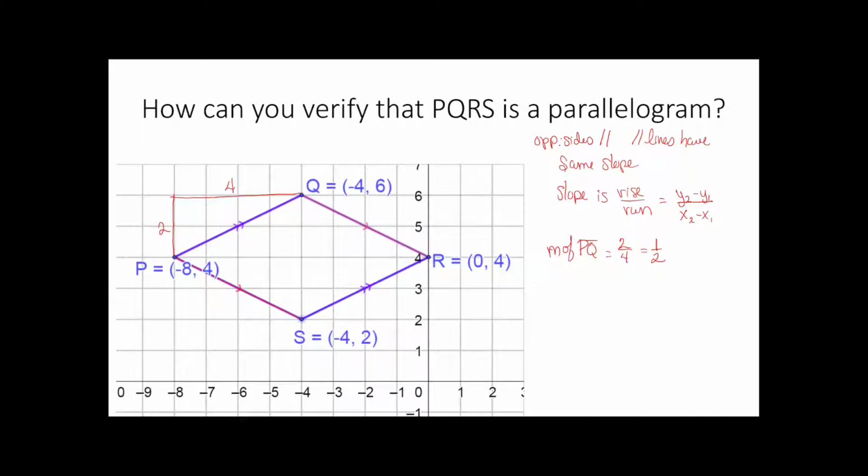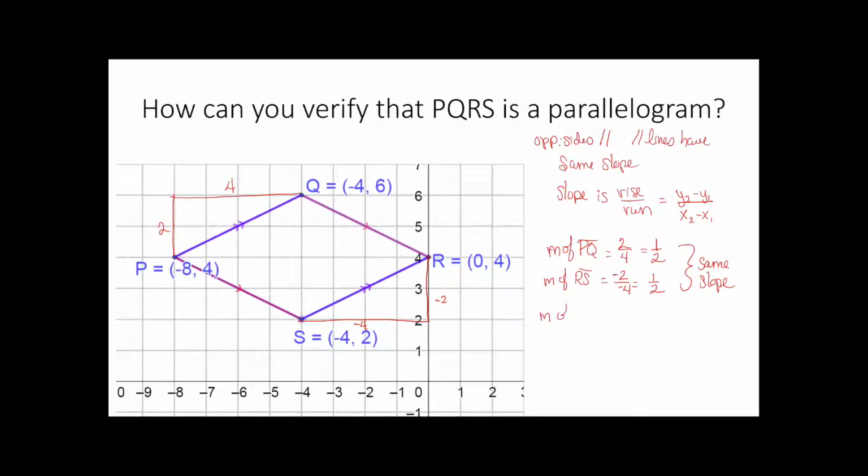Let's verify that RS has the same slope. So the slope of RS, we fell 2, and we ran 4 to the left, so our slope is -2 over -4. A negative over a negative is a positive, so this reduces to a positive 1/2. They have the same slope.